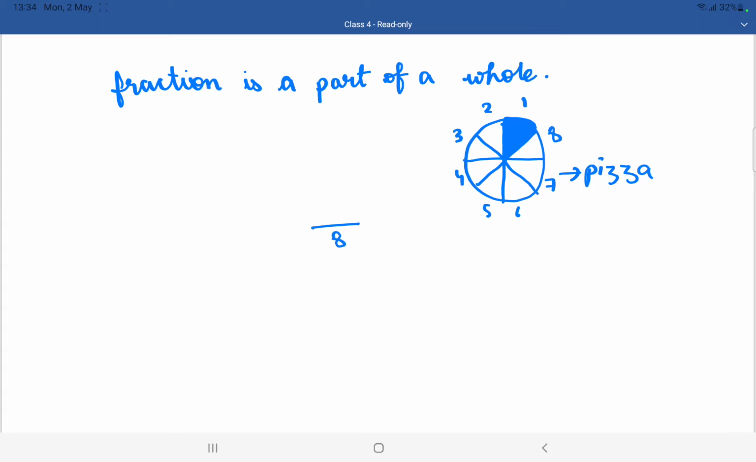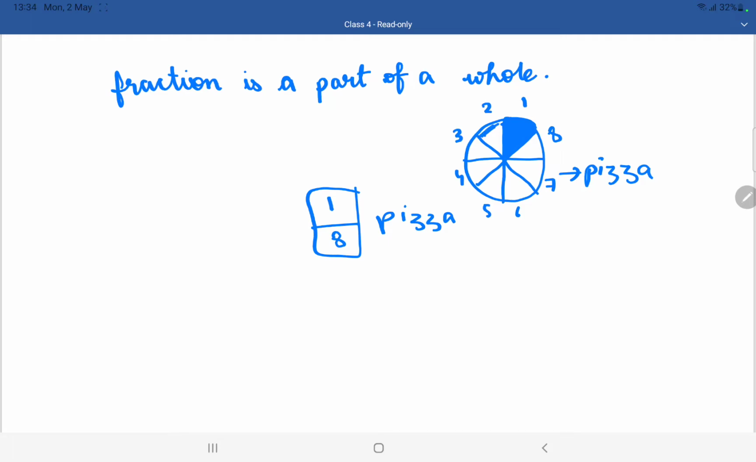Whereas the shaded part is the part that I have eaten. I have eaten this shaded part, this one part. So I have eaten 1/8 part of the pizza. I have eaten 1/8 part.